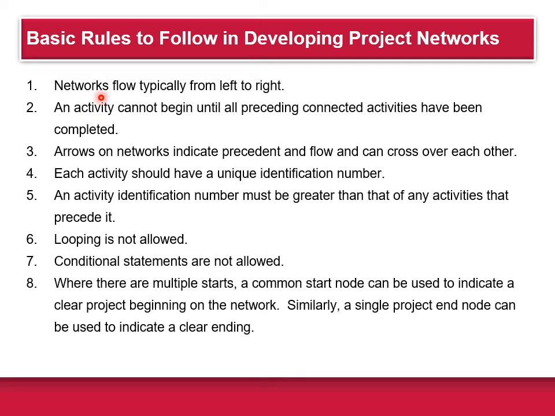The book also defines what's called the 8 rules that apply when developing a project network. This is to make sure everybody's on the same page when you look at the project network, so everybody can read it the same way. Networks flow typically from left to right. An activity cannot begin until all preceding connected activities have been completed. Arrows on networks indicate precedence and flow and cannot cross over each other. An activity should have a unique identification number. An activity identification number must be greater than that of any activities that precede it.